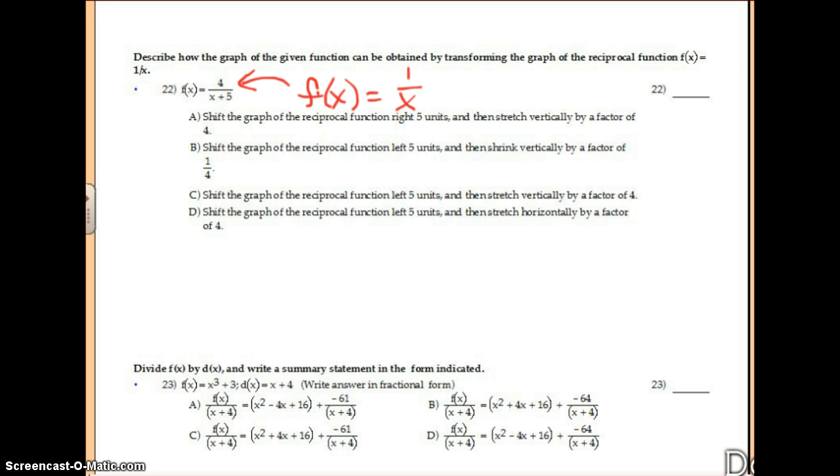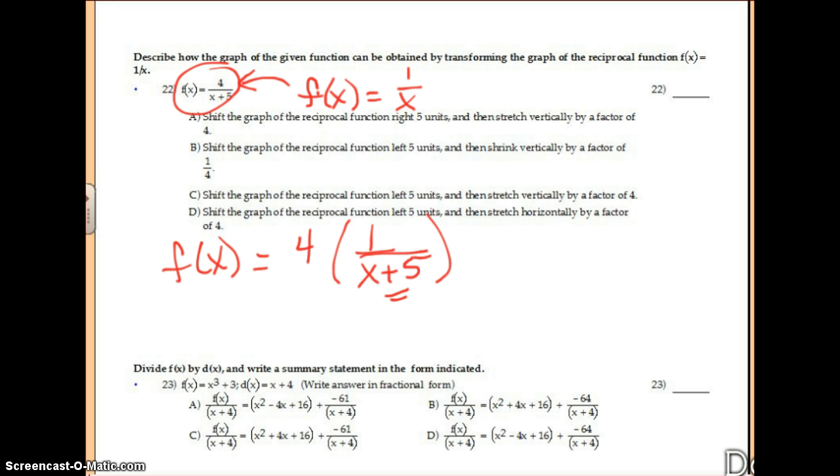I'm going to follow the order of operations. So the first thing that happened would be, really I take this and I take that 4 out. So I have f of x equals 4 times 1 over x plus 5. So you can start to see that 1 over x plus 5 is like the reciprocal function. The first thing that happened to the reciprocal function is we added 5 to x. When you add something to the x value, it's going to shift it left or right. So the first thing that would have happened was it would have shifted left 5 units.